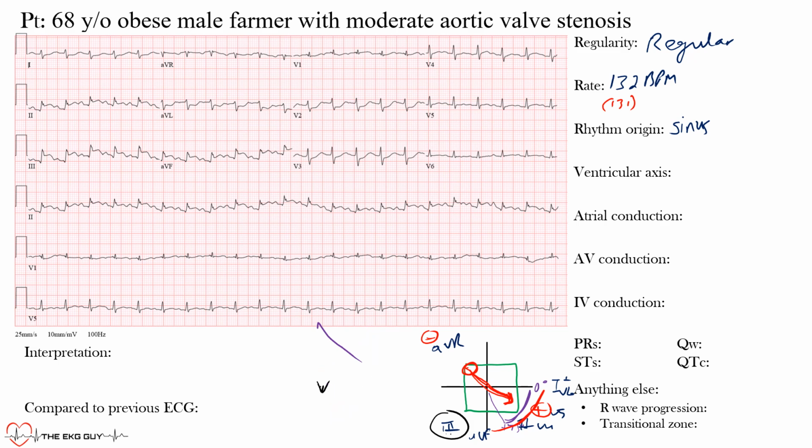All right, so that's the rhythm here so far: a regular rhythm, okay? We have a rate of about 130 beats per minute, so fast rate, and then we have a sinus origin, okay? So hopefully that makes sense. Now let's move on to the ventricular axis, okay?